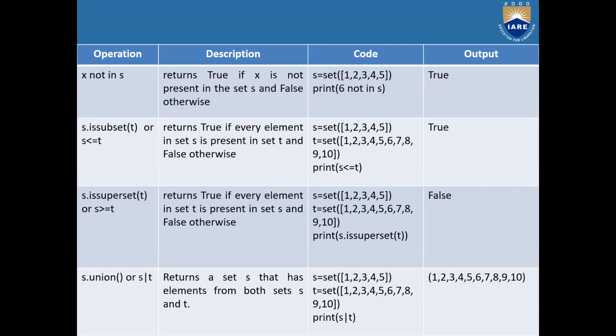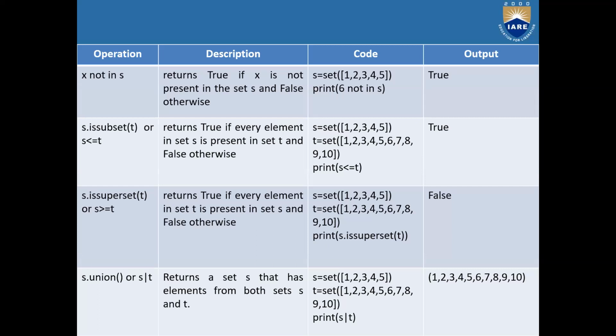That is nothing but a set here, set S is consisting of how many elements? 1, 2, 3, 4, and 5. And set T is consisting of 1 to 10 elements. So obviously here every element in set S is present in T. So the return value which we'll be getting is true. If any element which is present in S is not present in T, then it will be returning a false value. Next operation is superset.